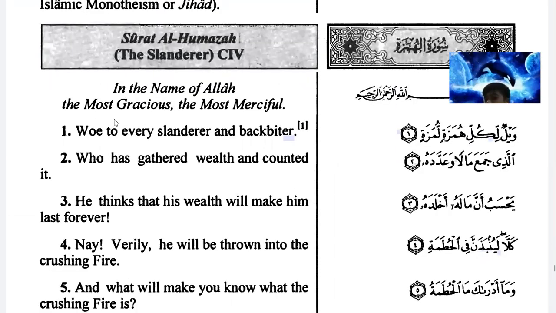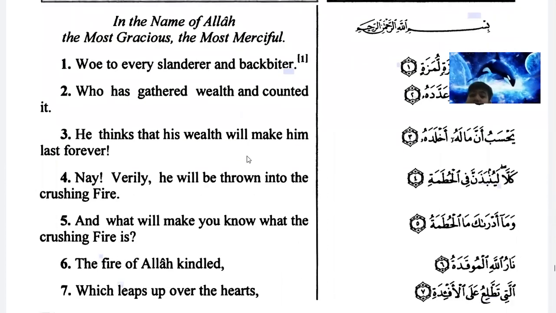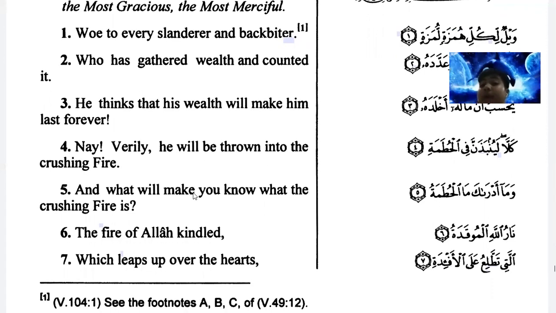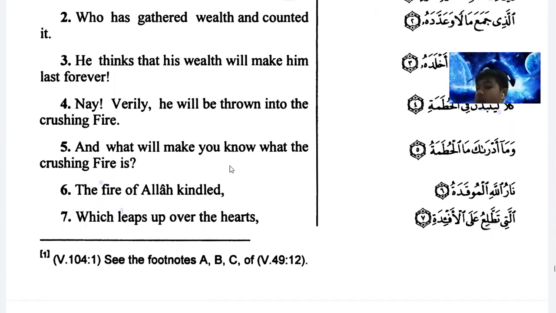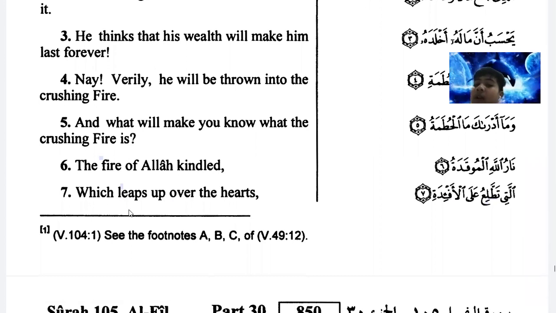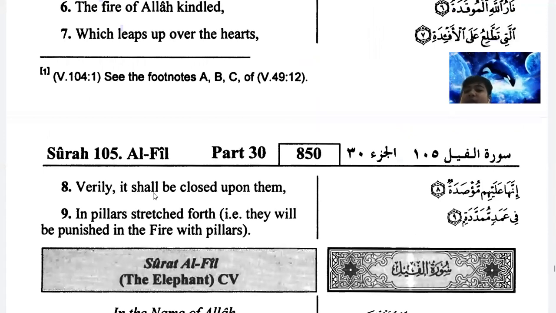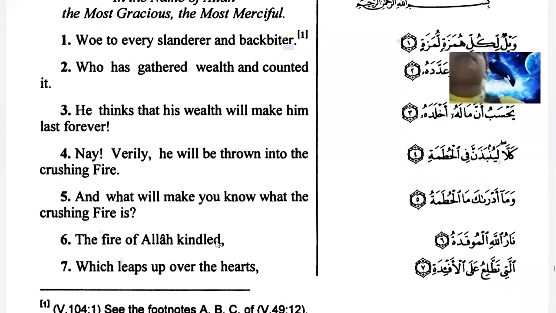Okay, read A'udhu billahi, Bismillah, and then start. A'udhu billahi minash shaitanir rajim. Bismillahir Rahmanir Rahim. In the name of Allah, the most gracious, the most merciful. Woe to every slanderer and backbiter who has gathered wealth and counted it. He thinks that his wealth will make him last forever. Nay, verily, he will be thrown into the crushing fire. And what will make you know what the crushing fire is? The fire of Allah kindled, which leaps up over the hearts. Verily, it shall be closed upon them, in pillars stretched forth. They will be punished in fire with pillars.